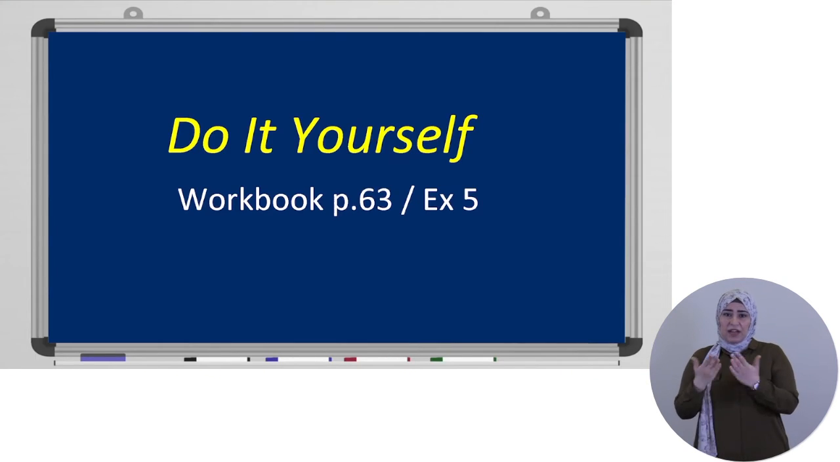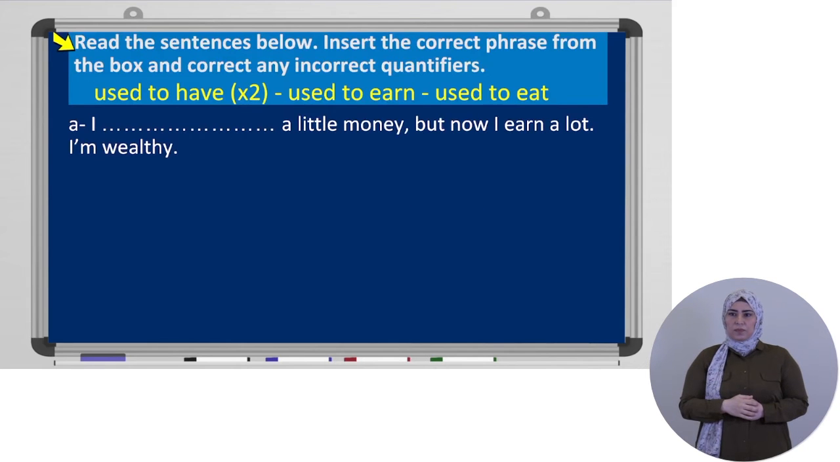Now we're ready to answer some questions. Open your workbook to page 63, and now we'll be doing exercise 5. Follow the same steps. Pause the video after the instructions, answer the exercise, and then check your answers. Read the sentences below. Insert the correct phrase from the box and correct any incorrect quantifiers. We have used to have, it's written twice. We have used to earn and used to eat.